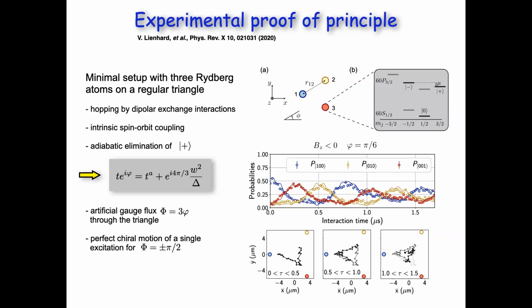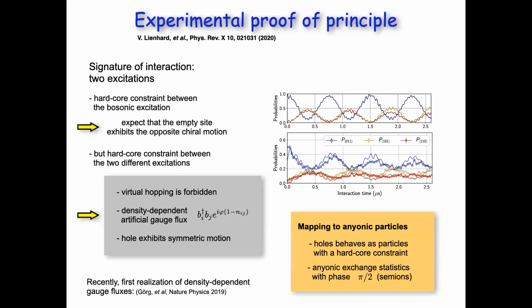Now we can make a little test and ask what happens if I make 2 excitations, because then I can distinguish whether these are bosons or fermions. So if I make 2 particles, and they are bosonic particles with a hardcore constraint, then I would expect the hole to hop in the opposite direction. If these were fermionic particles, then the hole would hop in the same direction as previously.